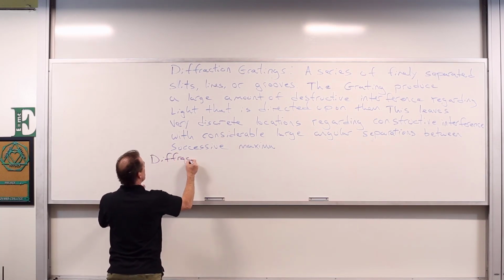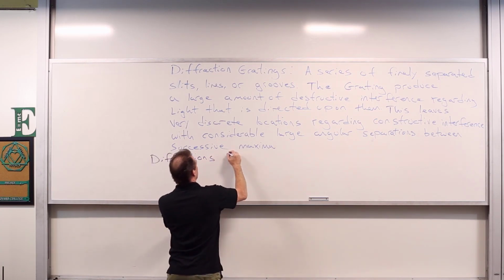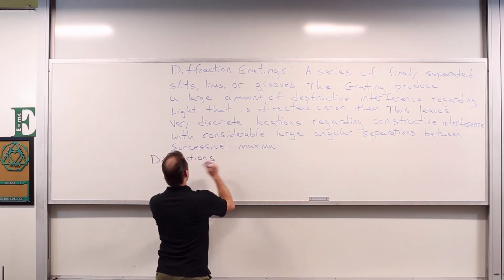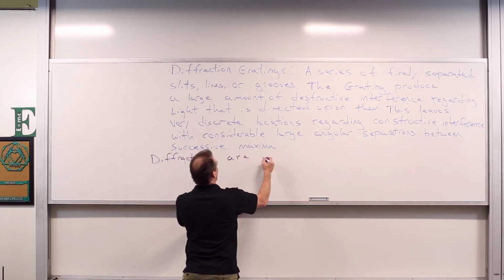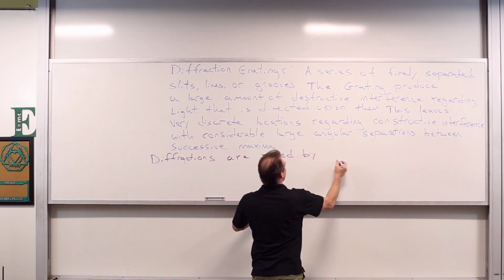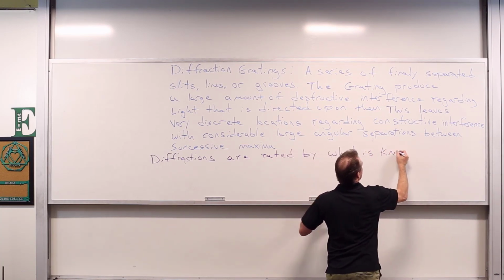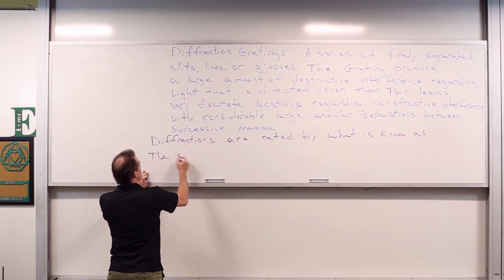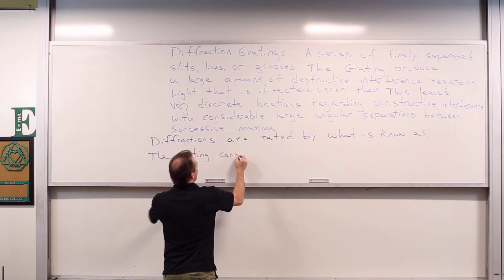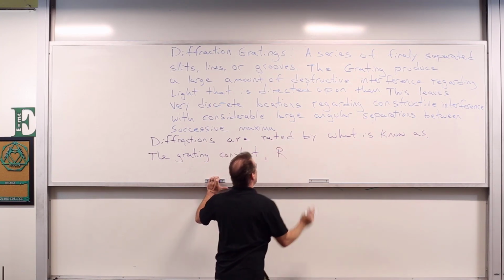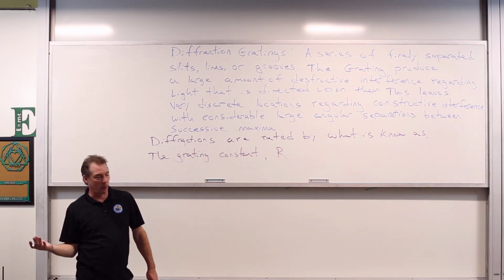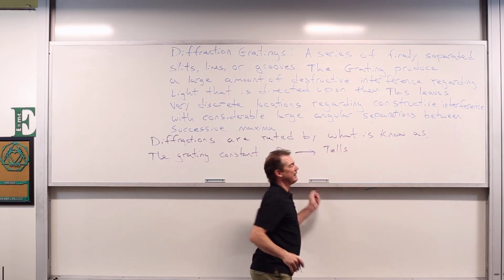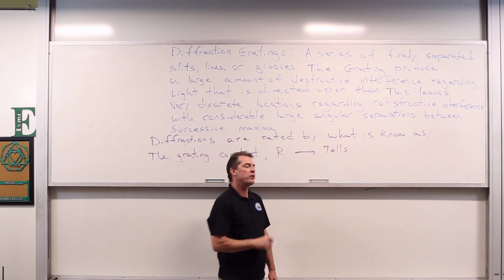Diffraction gratings are rated by what is known as the grating constant. And we just use R for representing the grating constant. What is the grating constant? Well, the grating constant tells how many lines, grooves, or slits there are per unit distance.